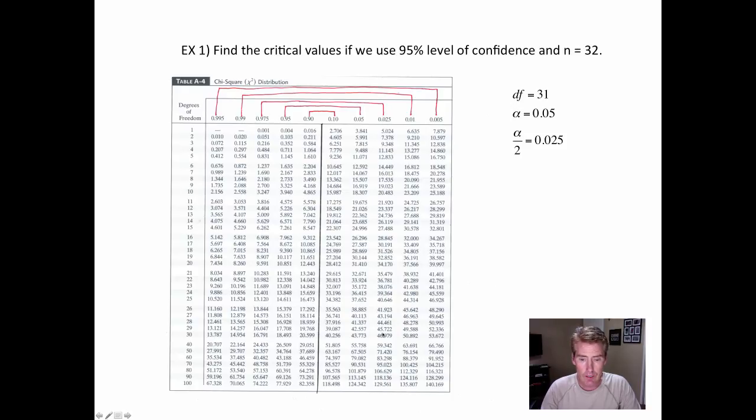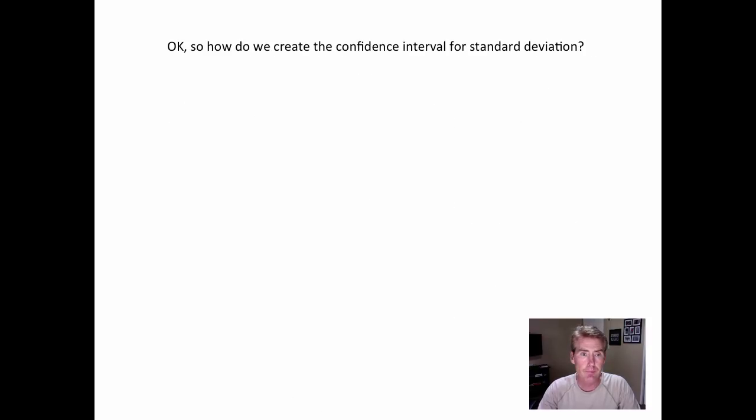So go down here, and you look over, there is no 31, so use what's closest, a 30. And if you go back to that column, that's going to be 46.979. And then if you connect that one to this one, it's 975. Go down to degrees of freedom as 30, and chi-squared left is 16.791. So that's pretty simple, straightforward.